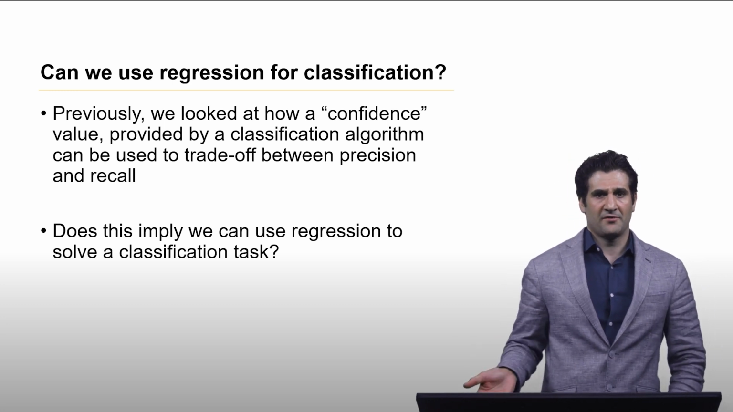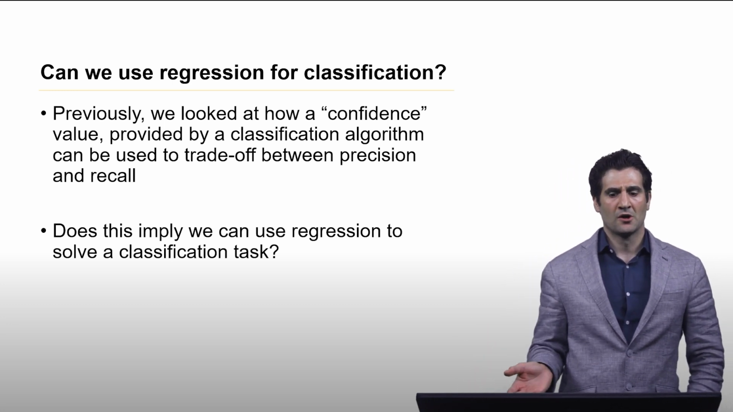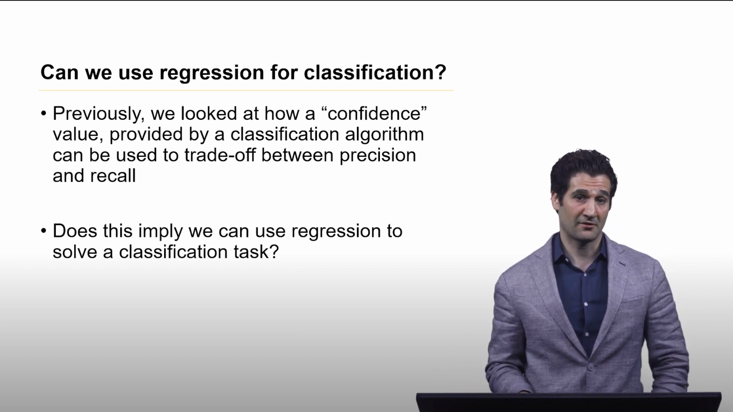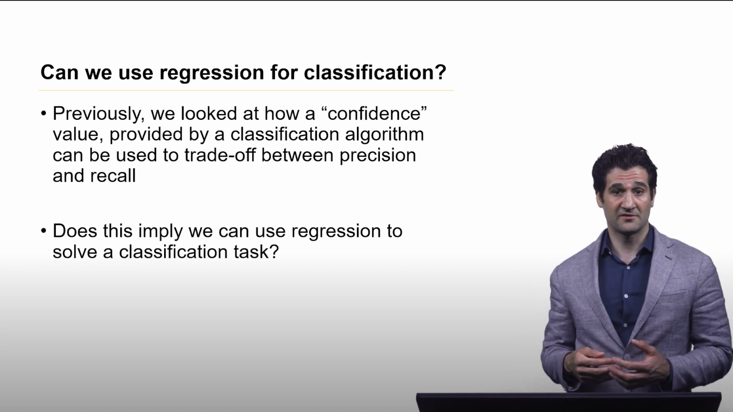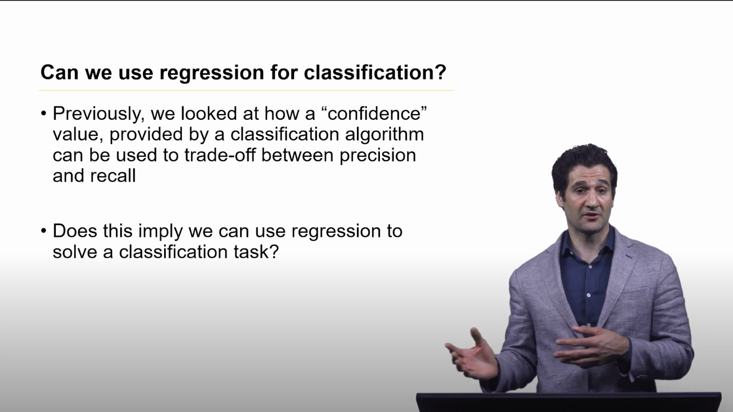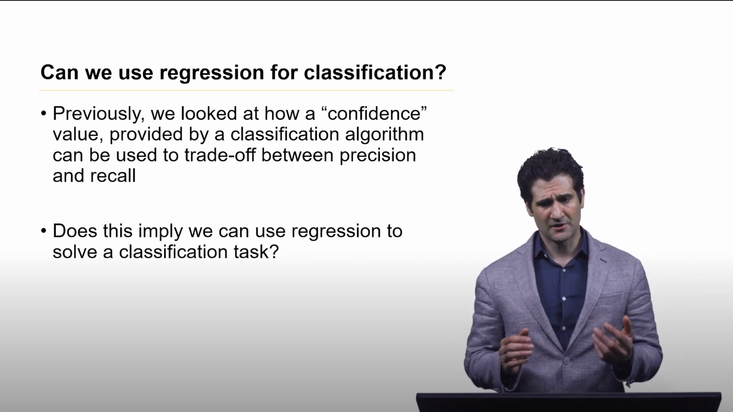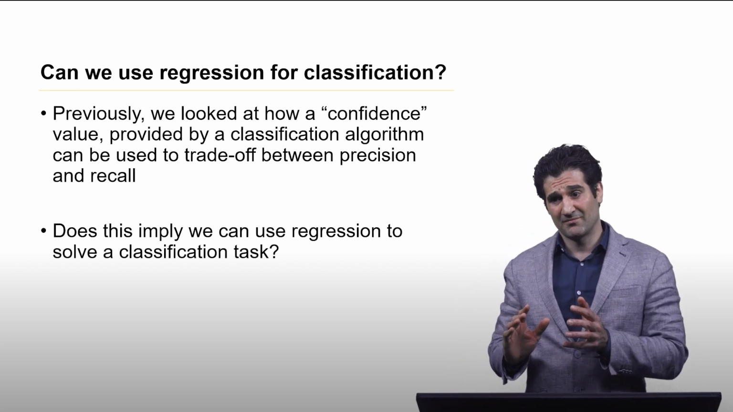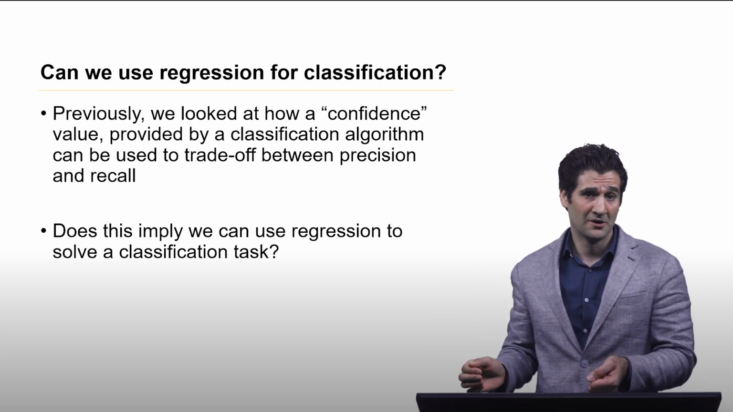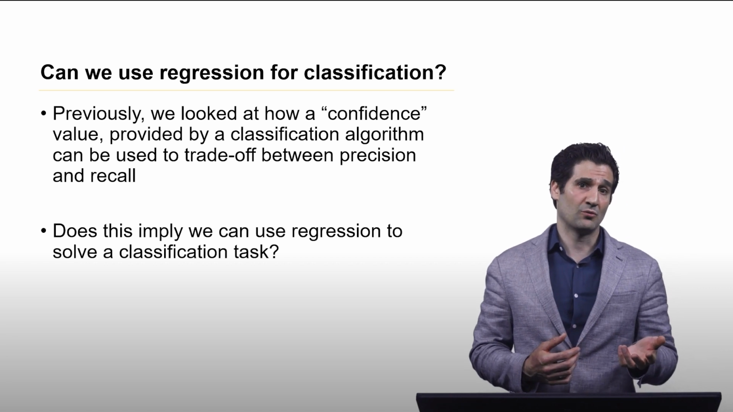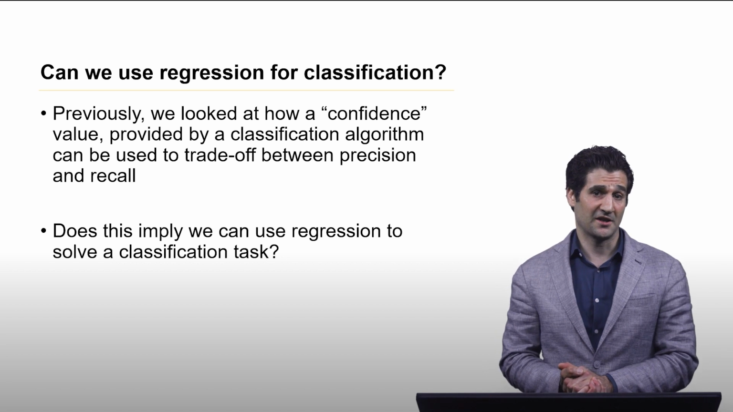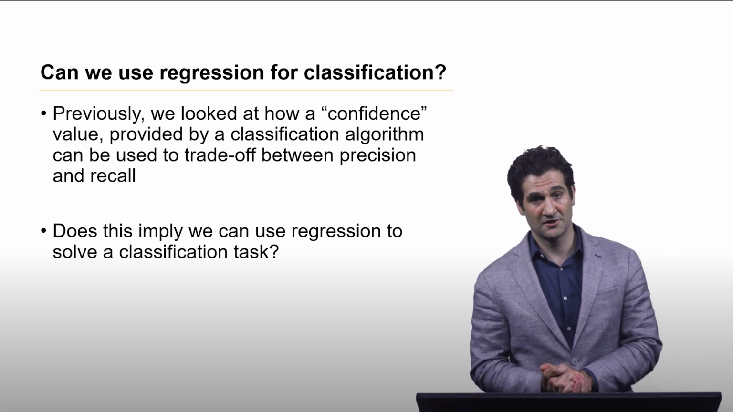So, in previous lectures, we looked at how we could derive a confidence value from a classification algorithm and then use that confidence value as a way to trade off in your results between things like precision and recall. Now, when you think about it, if instead of defining a hard class label, you're defining a numeric value, this may have led some of you to wonder, well, can we use a regression approach for a classification task? And the answer simply is yes, you can.